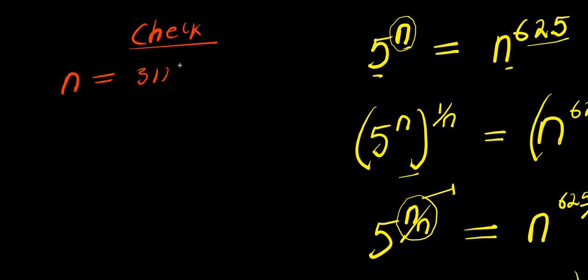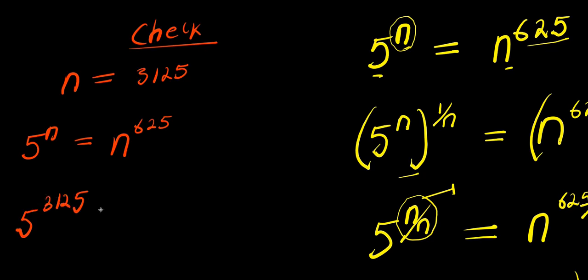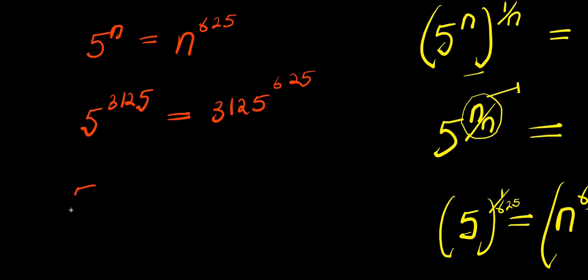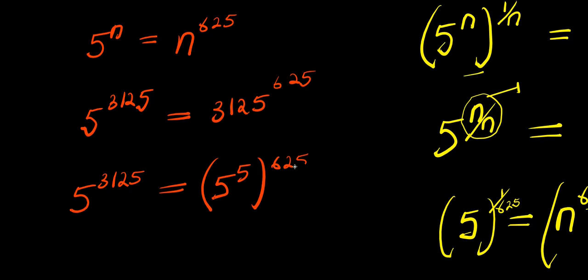So you can decide to check by inserting this value for n. Our n is 3125. And we have 5 power n equals n power 625. That means we have 5 power 3125 equals 3125 power 625. So from here, we have 5 power 3125 equals 3125, which is simply 5 power 5, like what we said earlier. This is raised to the power of 625.